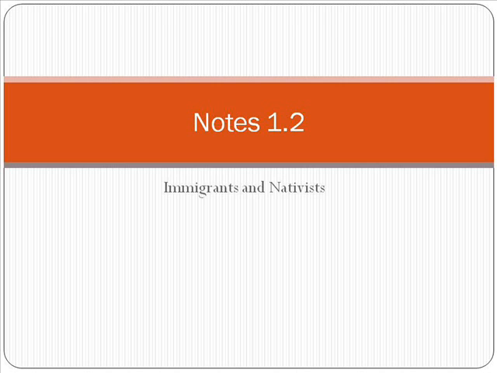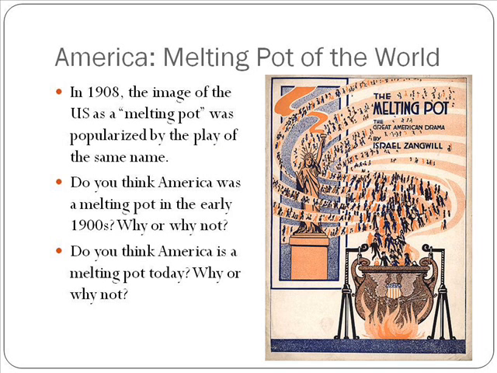These are notes 1.2, Immigration and Nativism in Ms. Richardson's class. So 1.1 we did in class, that was the industrialization and urbanization. So now we're going to focus on, like I said, immigration and nativism and how those looked at the beginning of the Progressive Era.